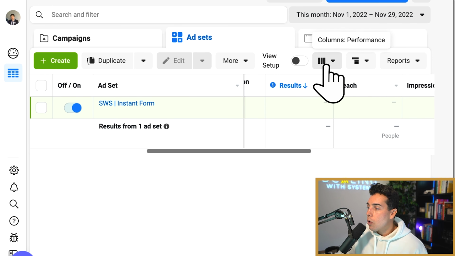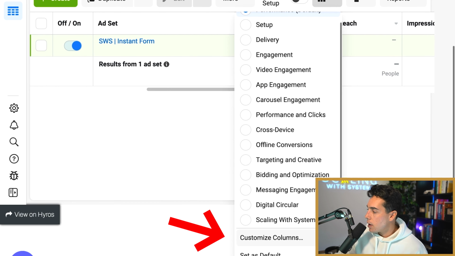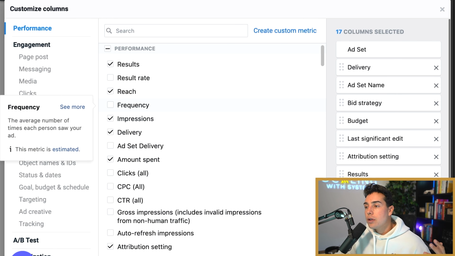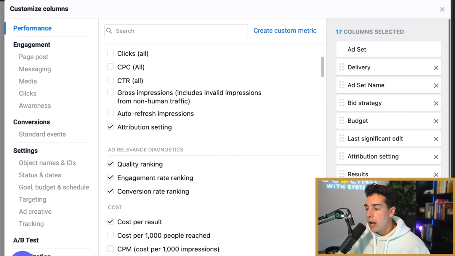So in order to do that, what we're going to want to do is click on those little three lines, and you're going to want to scroll to the bottom where it says customize columns. And here, when you're under customized columns, you can now enter in the exact key performance variables or the metrics that you want to be looking at on a daily basis inside your advertising account.